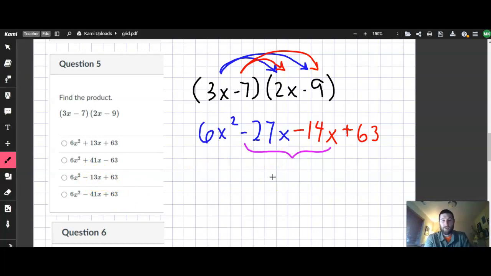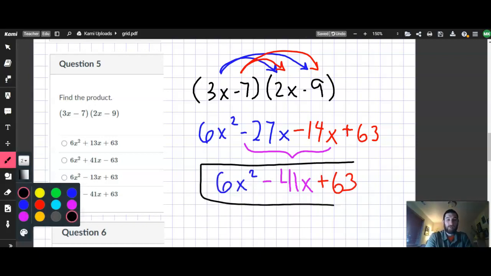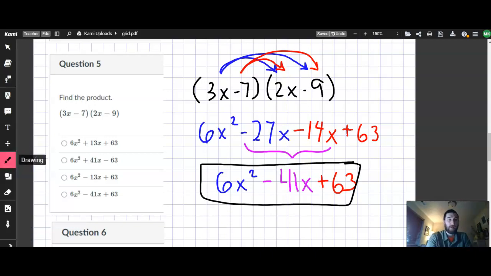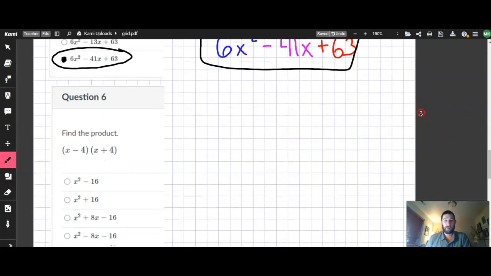So let's go ahead and do negative 41x plus 63 with our 6x squared right here in front. And ladies and gentlemen, 6x squared minus 41x plus 63 is right there. Let's go ahead and model question 6. And as I promised, we're going to use the box method to model this one.